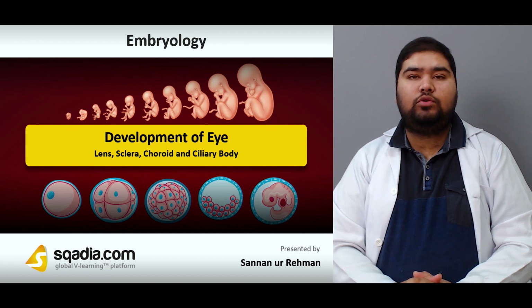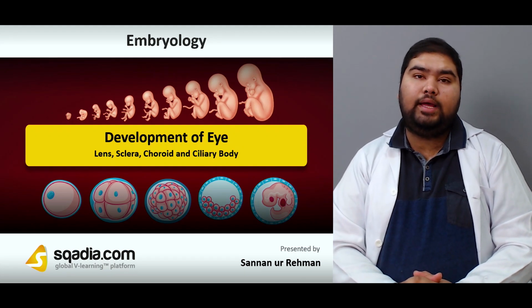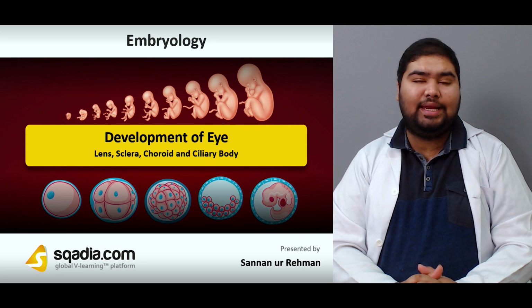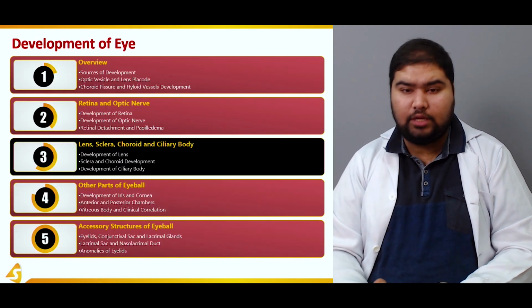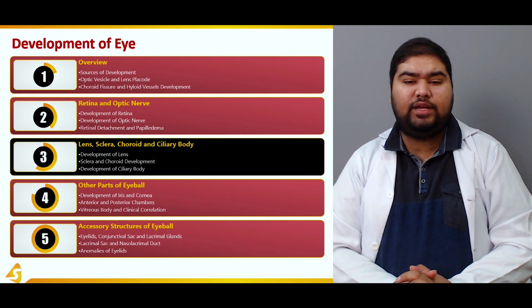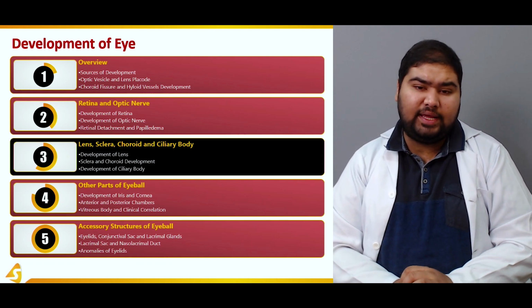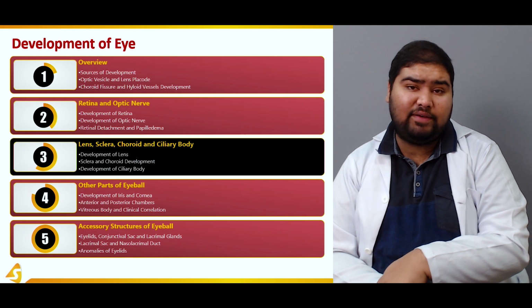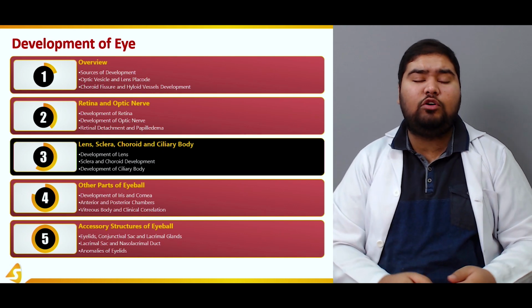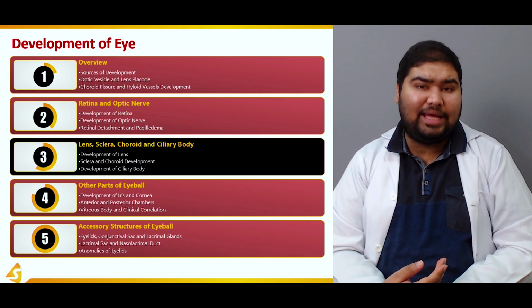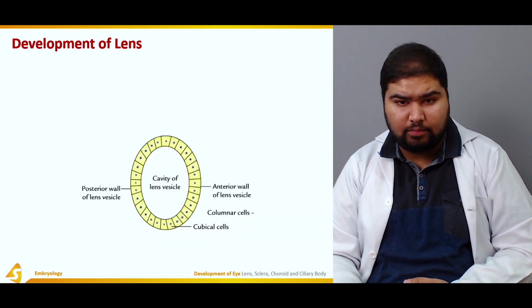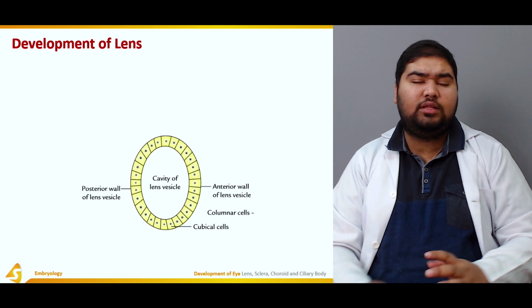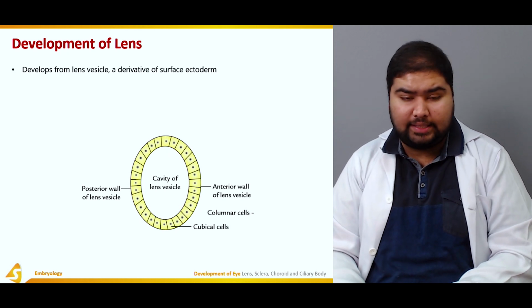Hello everyone, we're talking about the development of the eye. In this section, we'll deal with the lens, the sclera, the choroid, and the ciliary body. So this section has been divided into the development of the lens. We'll see how the lens develops in itself. Then we'll move on to the development of the sclera and the choroid, and finally the development of the ciliary body. So first of all, the development of the lens.